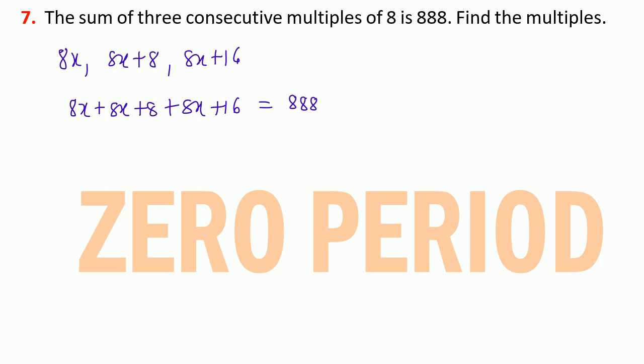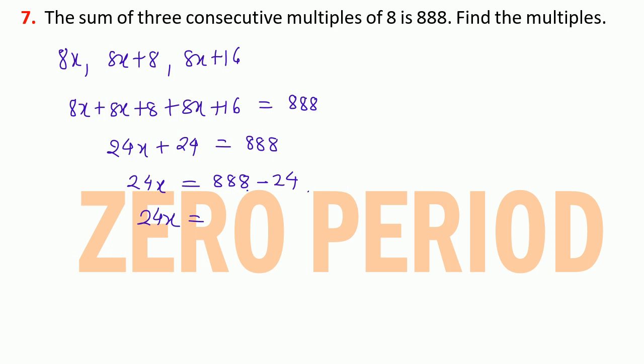Here 3 times 8x comes. 8x plus 8x plus 8x is 24x, and then 8 plus 16 is 24, and 888 is there. 24x is equal to 888 minus 24. This 24 transposes to the right hand side, and it becomes minus. So 24x is equal to 864. X is equal to 864 upon 24. Now we need to cancel it.